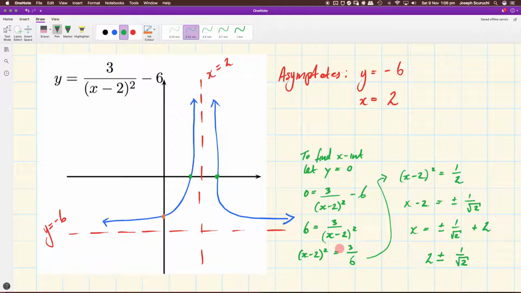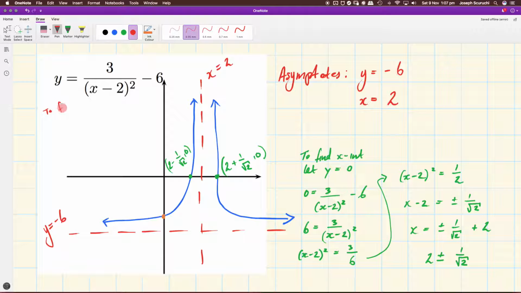So the one that is more positive, has a greater x value, will be (2 plus 1 over the square root of 2, 0). And the one with a smaller x value will be (2 minus 1 over the square root of 2, 0). And now I need to find what my y-intercept is. Let me do that here.